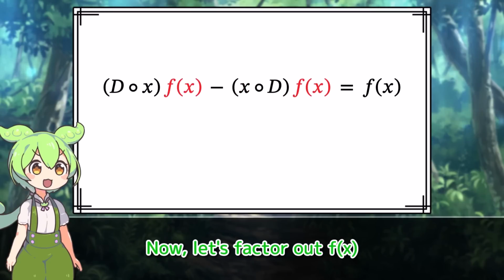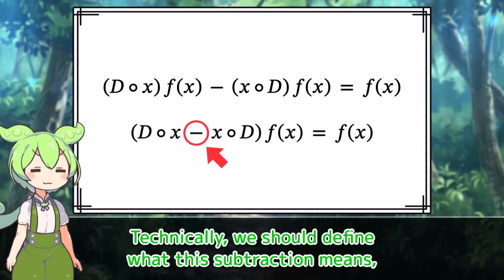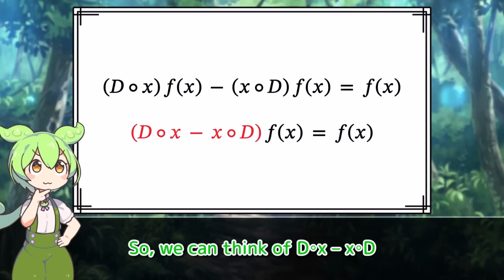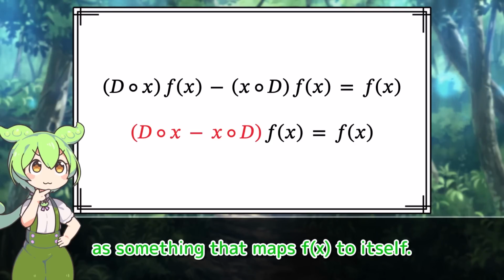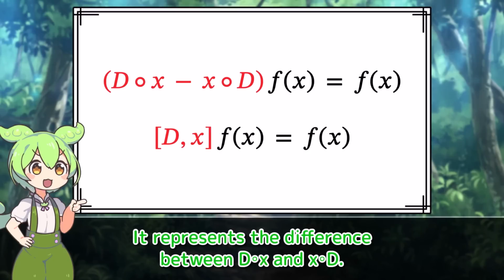Now let's factor out f of x and rewrite the left-hand side in this form. Technically, we should define what this subtraction means, but for now, let's just say it's okay to write it this way. So, we can think of d of x minus x of d as something that maps f of x to itself. If we use the commutator, we can write it like this. It represents the difference between d of x and x of d.